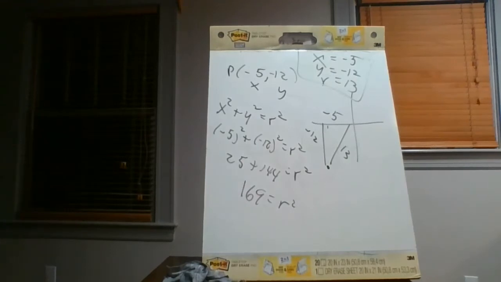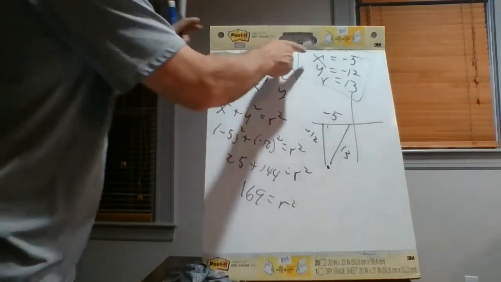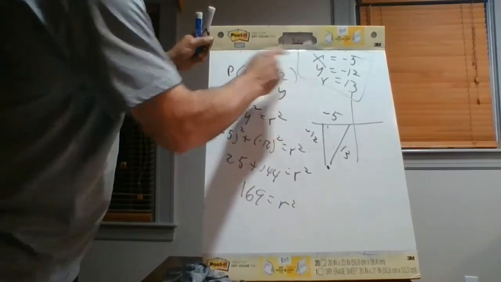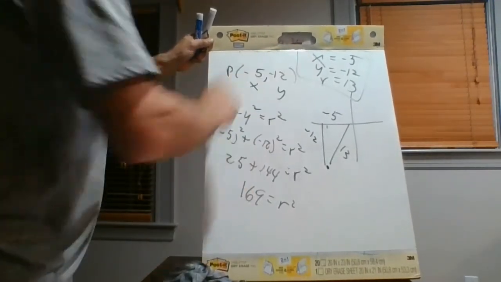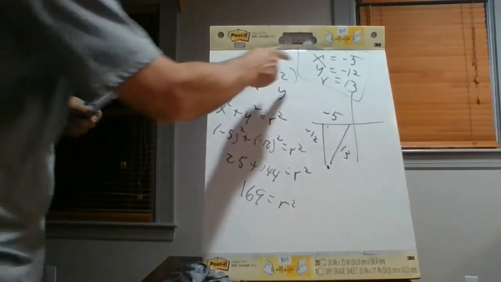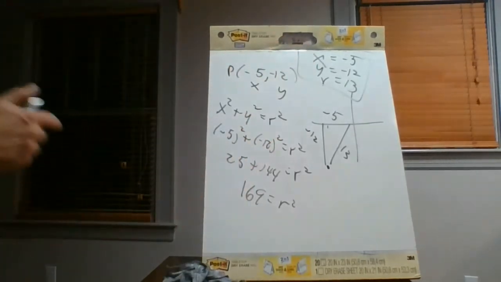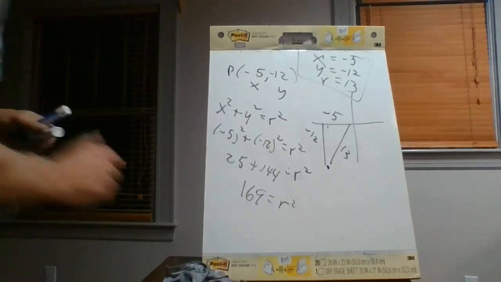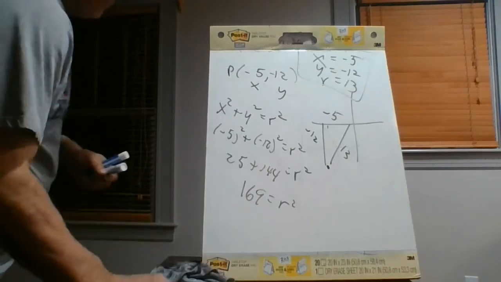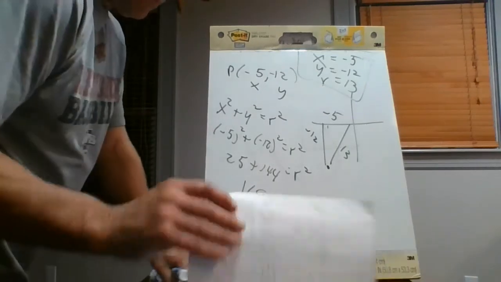So if we want sine of that angle, sine is y over r, negative 12 over 13. Cosine, x over r, negative 5 over 13. Tangent is y over x, negative 12 over negative 5. Negative over negative is a positive 12 fifths. Easy enough. That was number 18. One more, number 20.